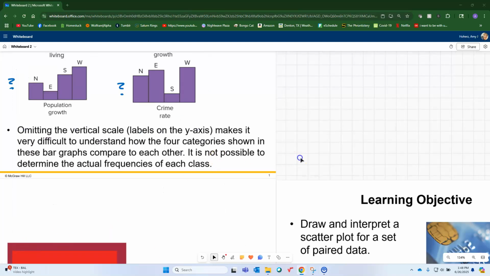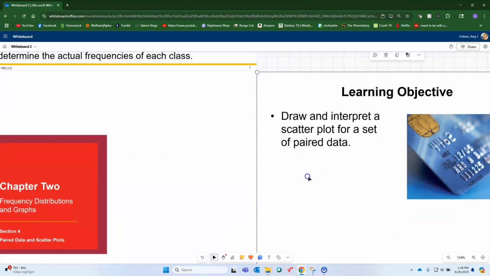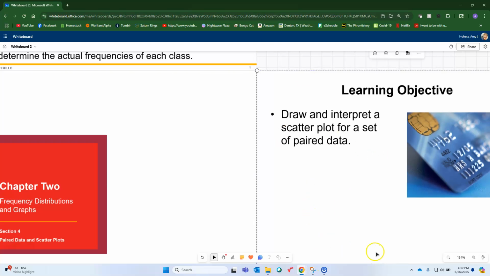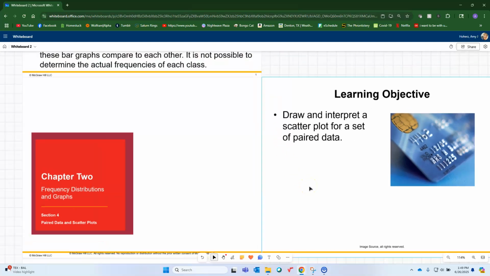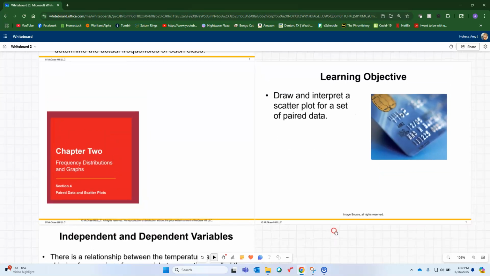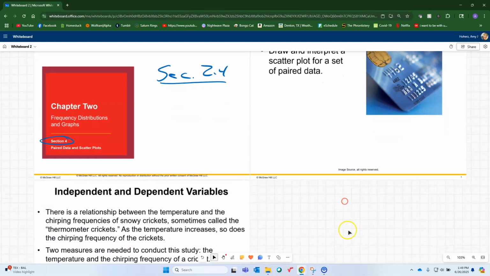Okay, and then our final section for chapter 2 is a section on paired data and scatter plots. Our only learning objective for this section, section 2.4, chapter 2, section 4, is to draw and interpret a scatter plot for a set of paired data. So scatter plot is another type of graph.